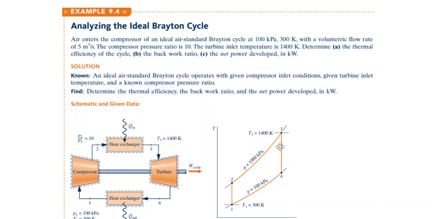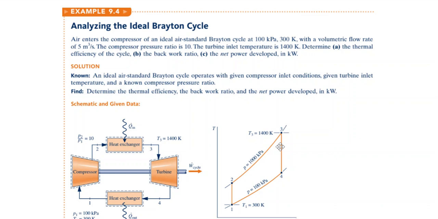So yes, we need to find out the thermal efficiency and the backwork ratio. First, we will be solving it for each and every state. We need to find the enthalpy, and once we have the enthalpy, we put the enthalpies in the equation, and then we can find the thermal efficiency or backwork ratio.